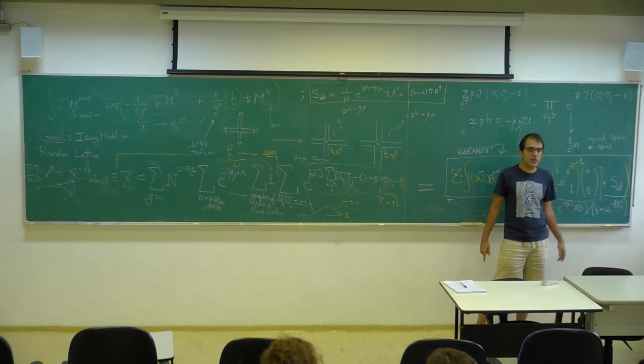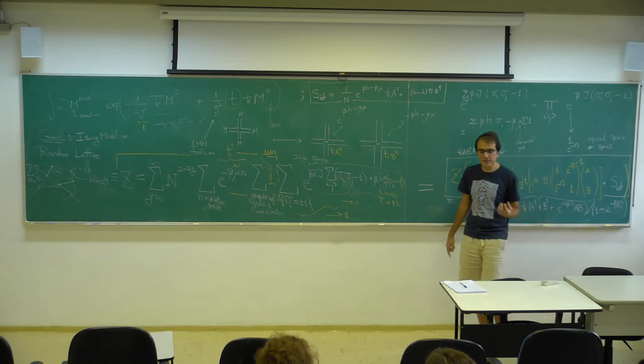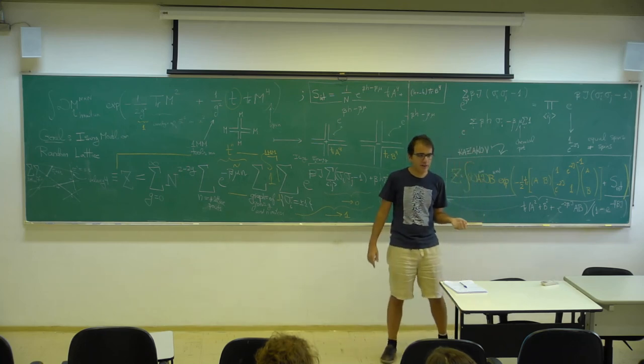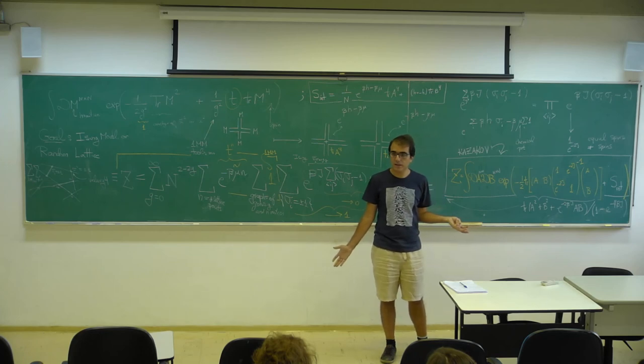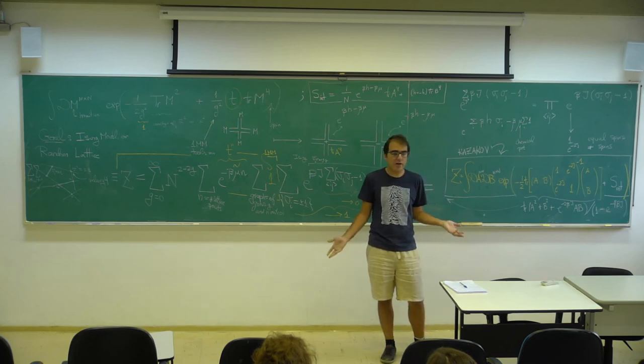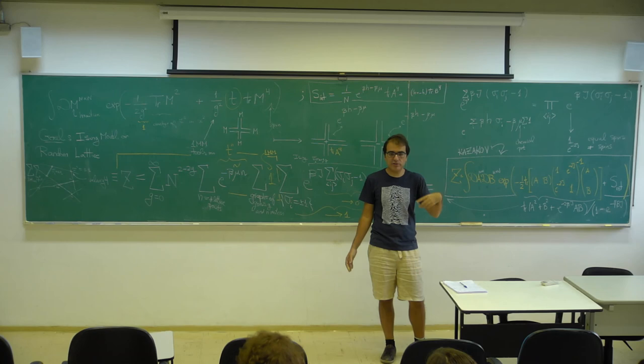What could be a generalization if instead of Ising, just spin up and spin down, imagine I want 3 spins? Now you could guess right away, right? What should we do? Add another matrix. And now we have trace of A to the 4, trace of B to the 4, trace of C to the 4.